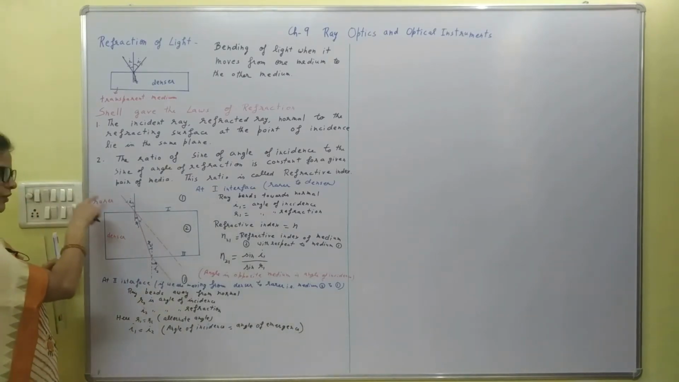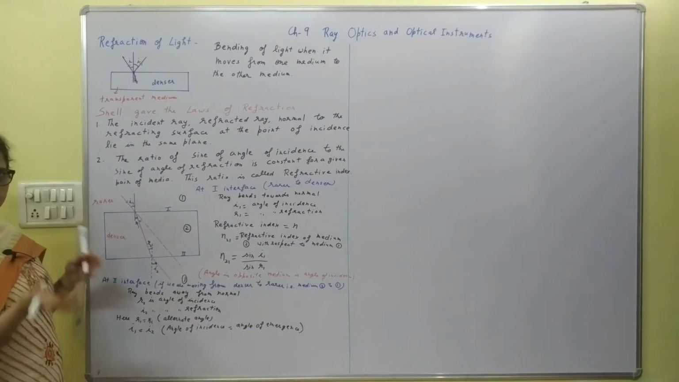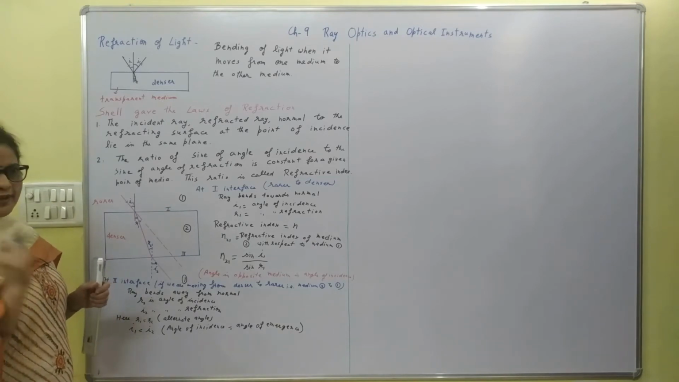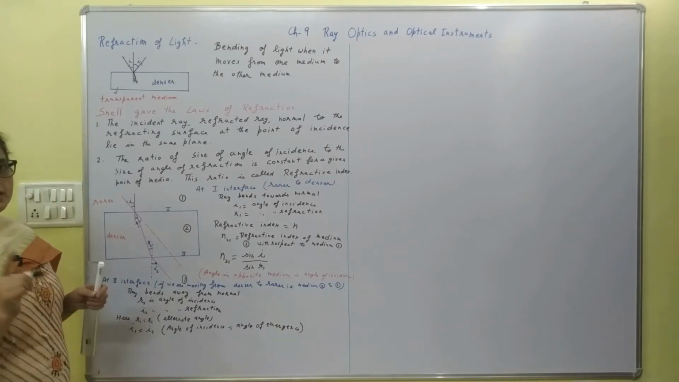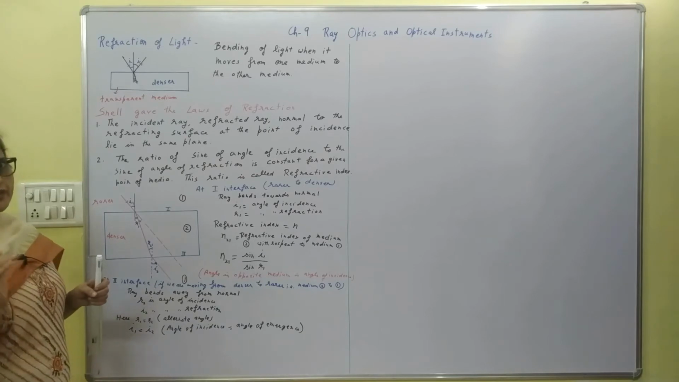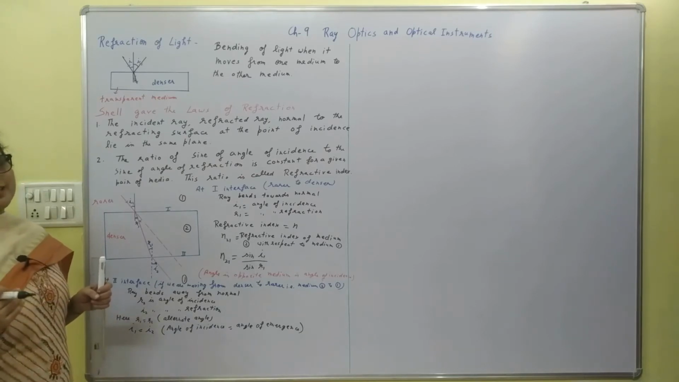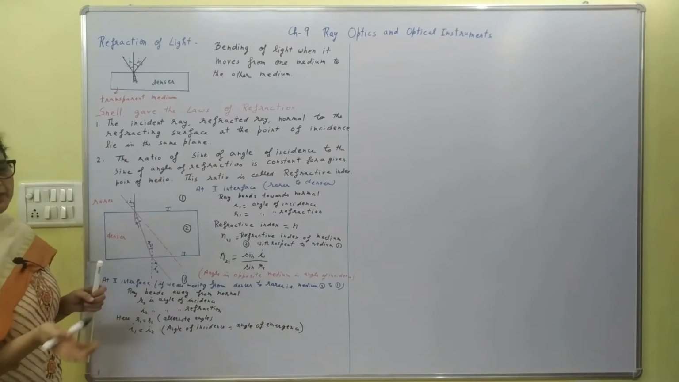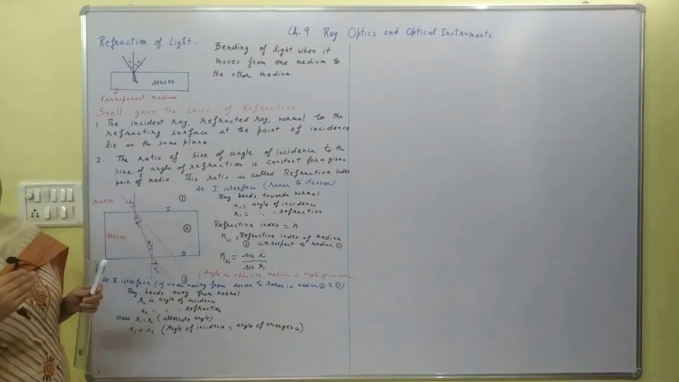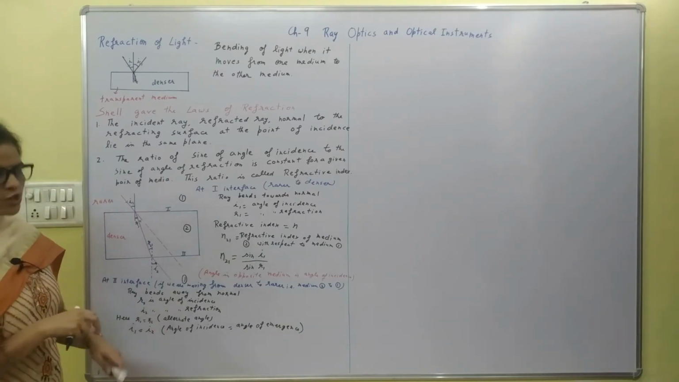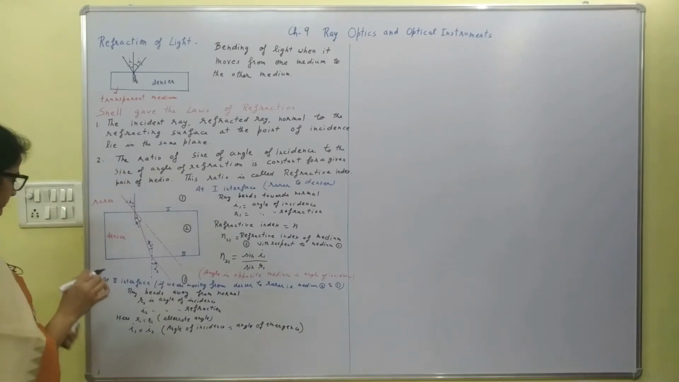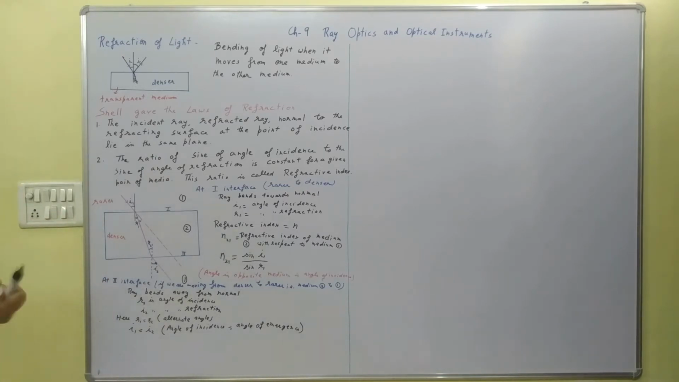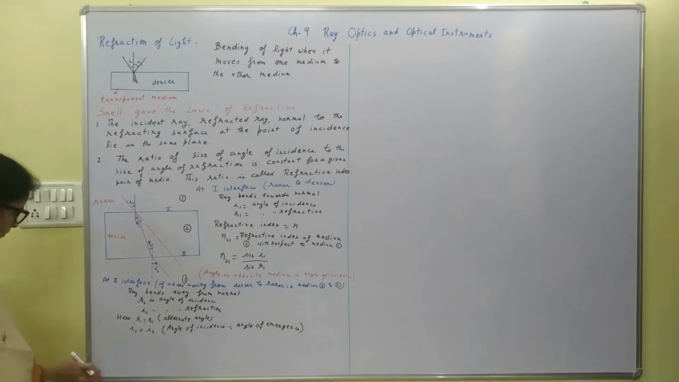Here the light ray is moving from one medium to the other, then the bending is happening. So why this bending is happening? The reason is that the speed of light in different media is different. So if it is in rarer medium, then the speed is more. If it is in denser medium, then the speed is less. So that's why the bending occurs.